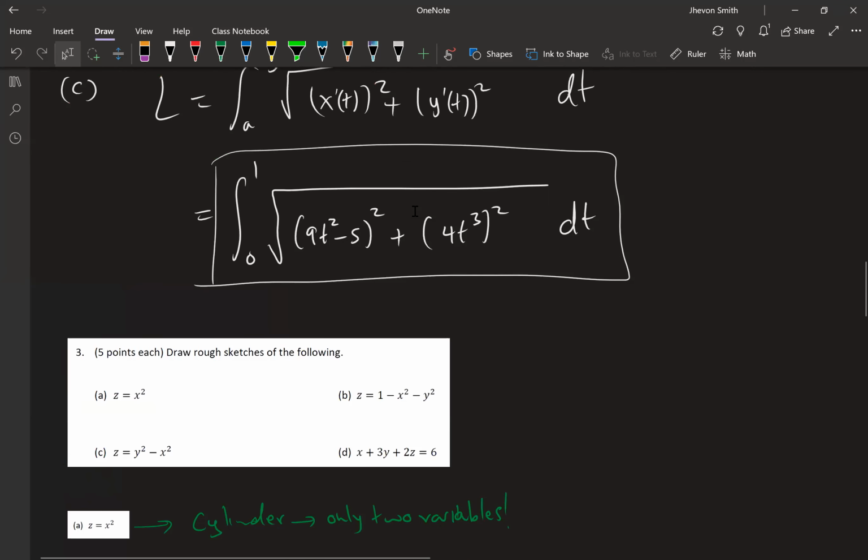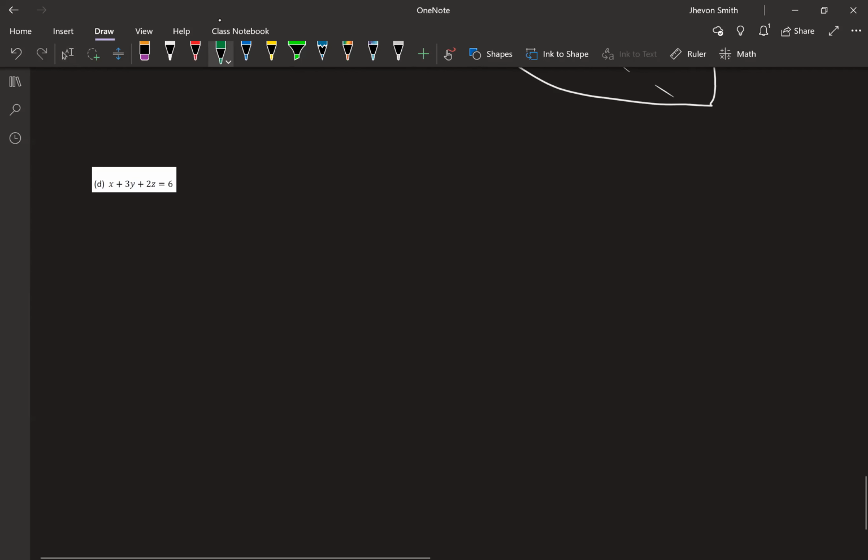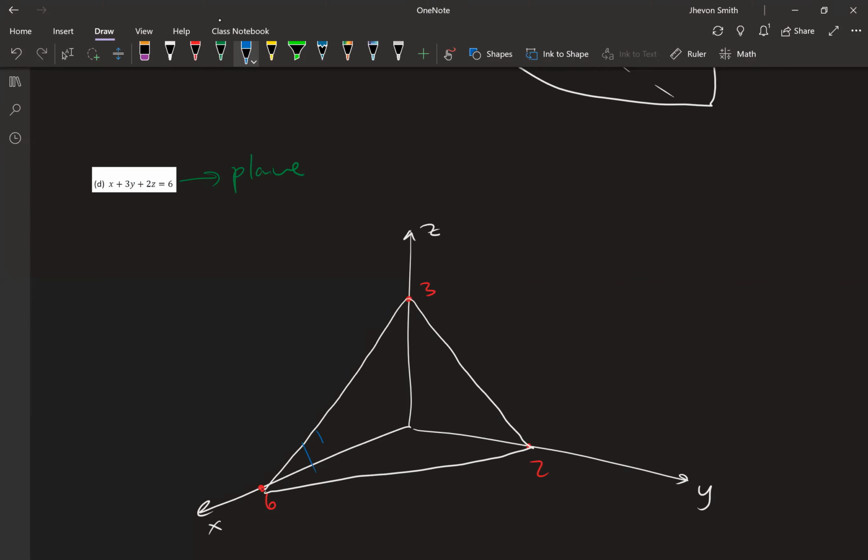Then we look at D. Now D you should recognize as a plane right after looking at it. So those guys are fine, hopefully. You should just be able to draw them right off the bat. X, Y, Z. So you set Y and Z equals 0, you get X equals 6. Set X and Z equals 0, you get Y equals 2. And then you set X and Y equals 0, you would get Z equals 3. And you connect these with straight lines. That's your plane right there.